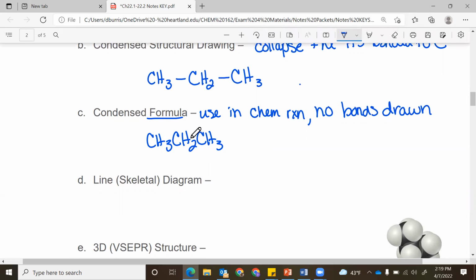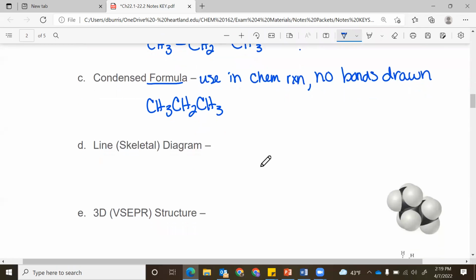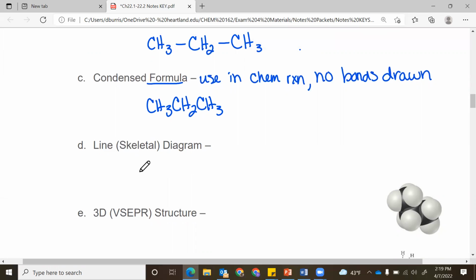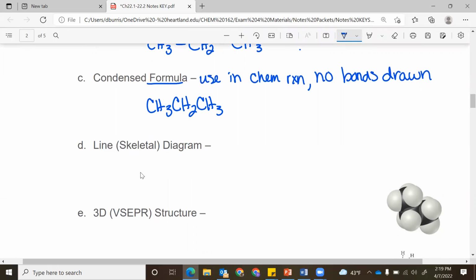So you'll see condensed formulas a lot of the time. You kind of take out all the bonds, and then you've got your condensed formula. Now, a new one for you is going to be line diagrams or skeletal diagrams, and it is just the bonds, no letters. You draw lines for the bonds, and each line represents a carbon bonded to a carbon. I'll show you how to do this in just a sec.